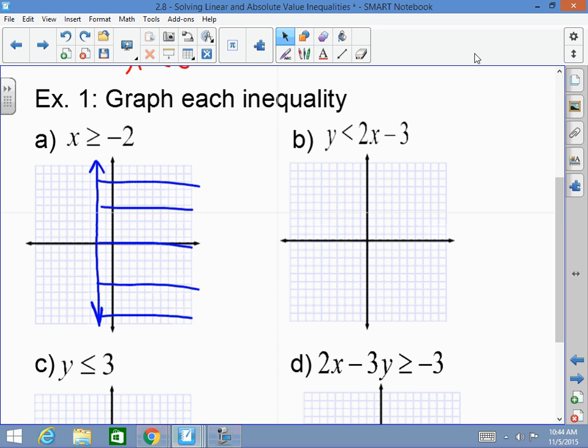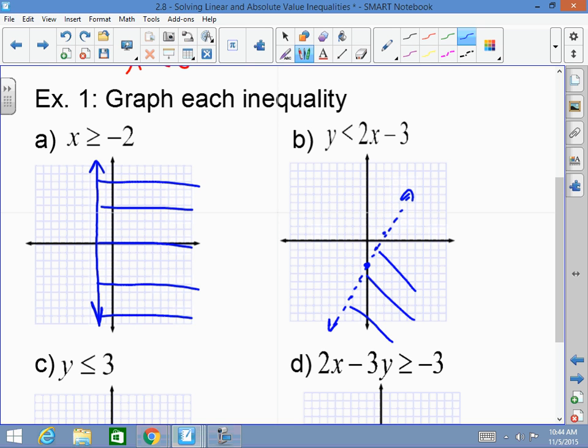B, y is less than 2x minus 3. What is the y-intercept? Negative 3. What is the slope? Up 1, 2 over 1 to the right, up 1, 2 over 1 to the right, backwards, down 1, 2, 1 to the left, down 1, 2, 1 to the left. Dash or solid? Solid. No, it's dashed. Above or below? Below, very good. And there it is. Very good. See, when you graph it with lines that are straight like that, it's very therapeutic.